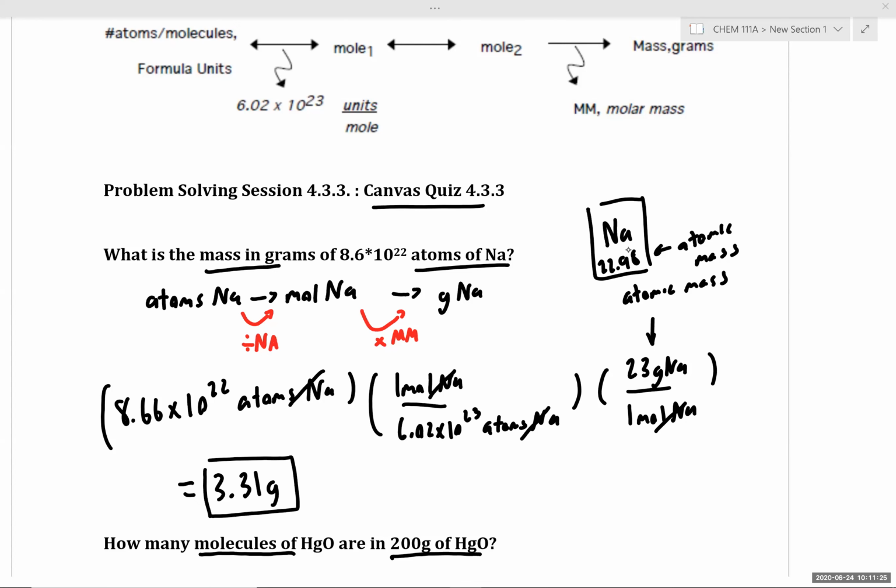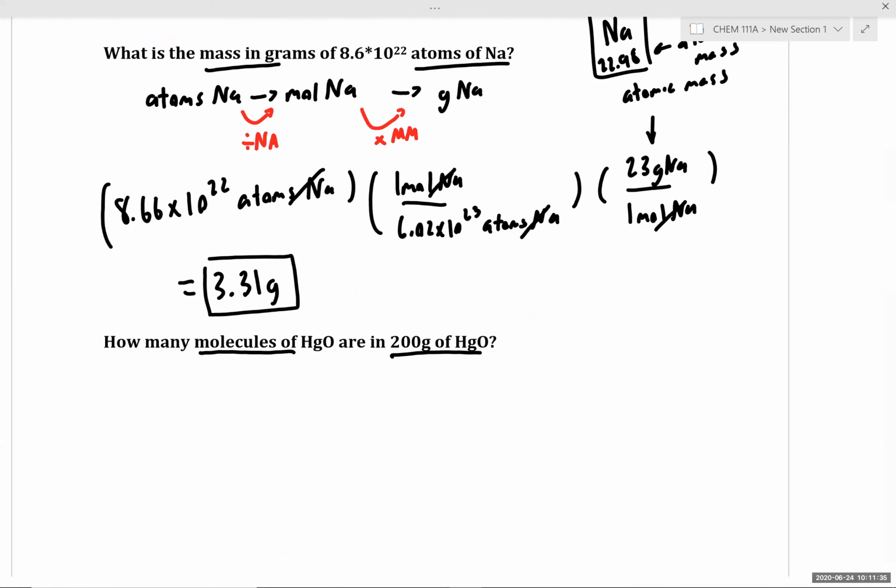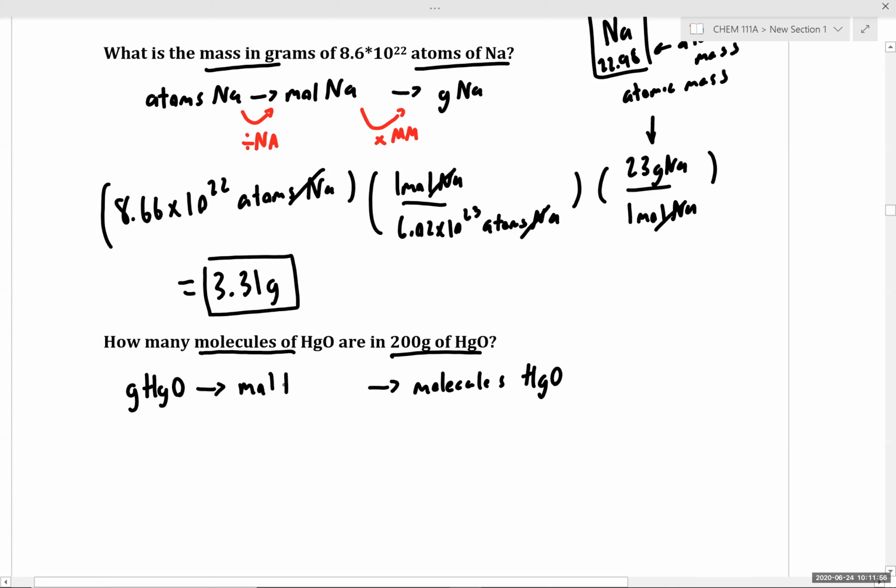3.31, as we found working through this problem, is the correct mass of sodium for this number of atoms of sodium. Let's now look at another example. How many molecules of mercury oxide are in 200 grams of mercury oxide? In this case, we're going from grams of mercury oxide to some unit to molecules of mercury oxide. Our stepping stone, again, we're going through moles of mercury oxide.